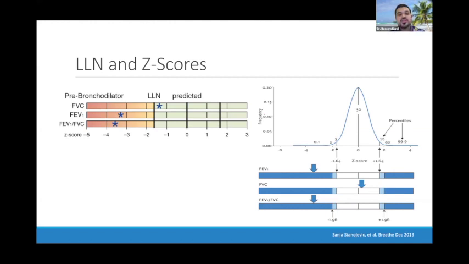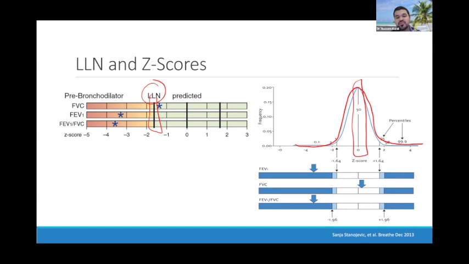So the percent predicted is the average for your matches. If the average is 5 liters and I do 5 liters, that's 100%. So that's the 50th percentile. But we know, let's look at the right graph, there's a normal distribution. Not everybody's going to be exactly on the mean. So the 50th percentile is in the middle, and that's what the percent predicted is using as a number. But we want something a little bit more specific, not as sensitive. Then we'll use the LLN, which is the fifth percentile. So the LLN, the lower limit of normal, is actually the fifth percentile.